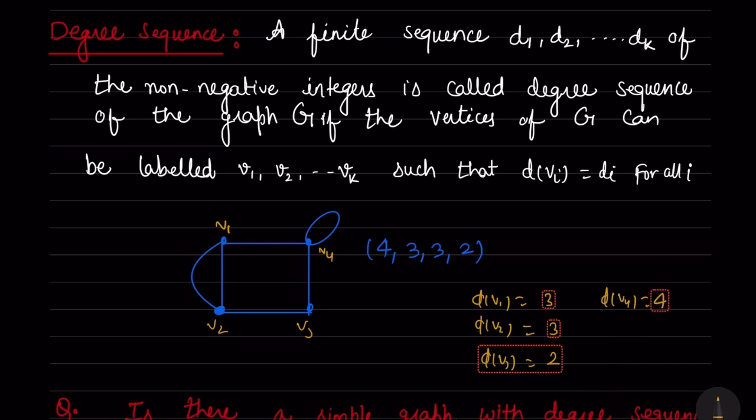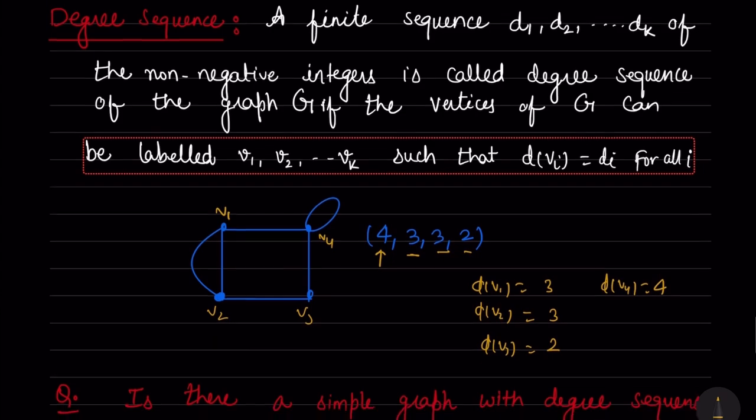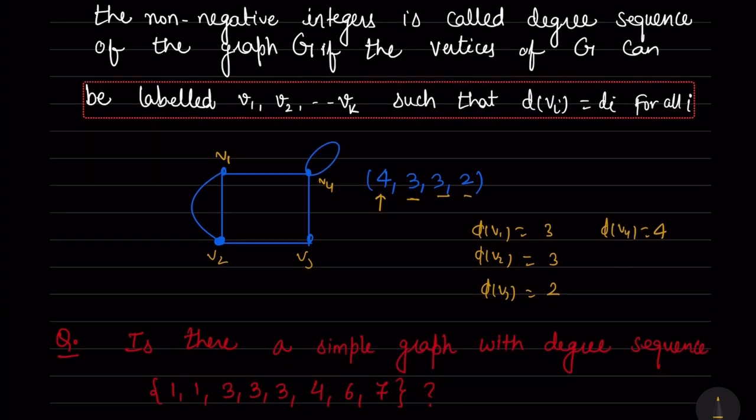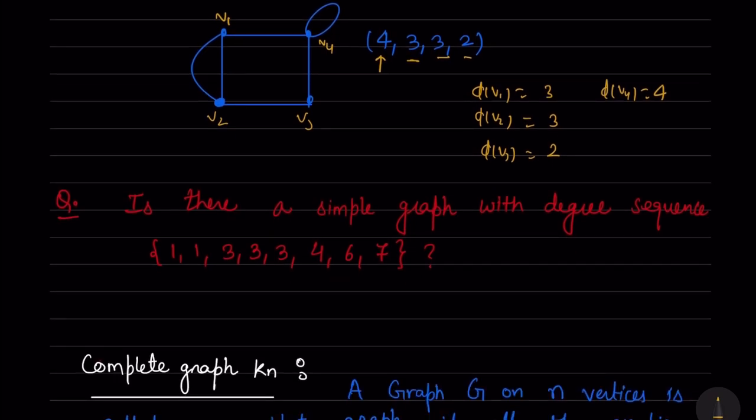because a loop is contributing degree 2, that is 2 plus 2, 4. So we can write it in the format of a sequence, and basically this sequence is in decreasing form. First of all we write the degree of v4, which is 4, then 3, then 3, then 2. So basically it is a decreasing sequence, a degree sequence.